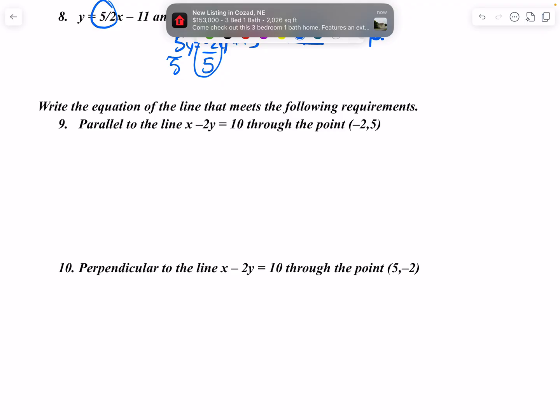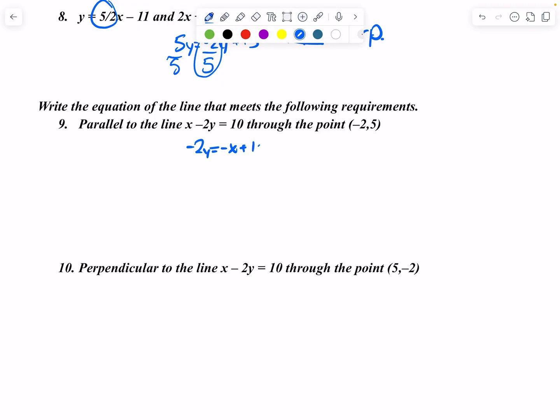So in this one, again, negative 2y equals negative x plus 10. We divide by negative 2, and I'm just going to stop there. All I care about is this slope. So it's negative 1 over negative 2. So my slope is positive 1/2. Notice the second equation's line is the same. If I want to be parallel to that, I keep the slope the same. If I want to be perpendicular to that, for the second one, I do the negative reciprocal.